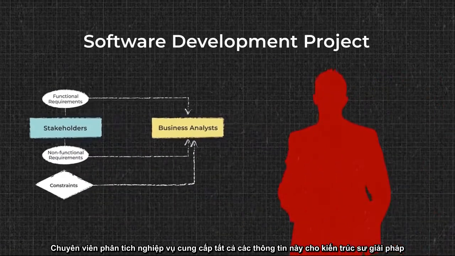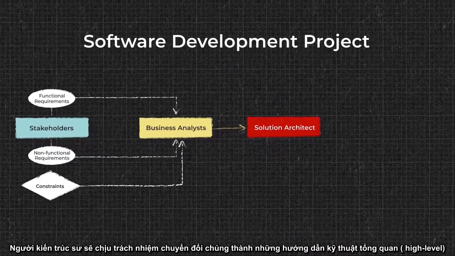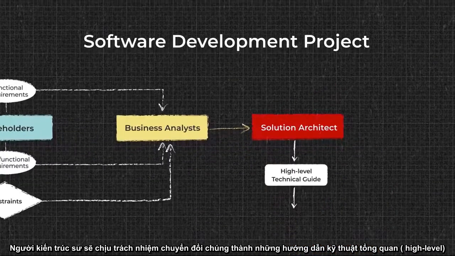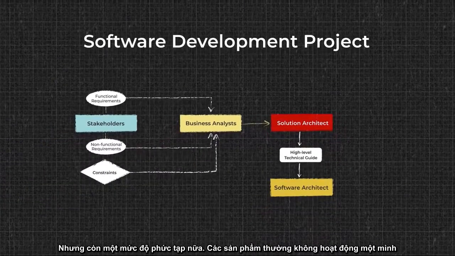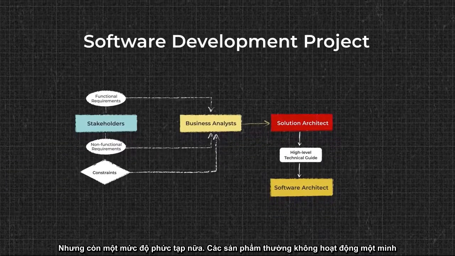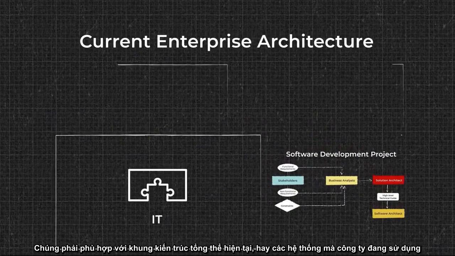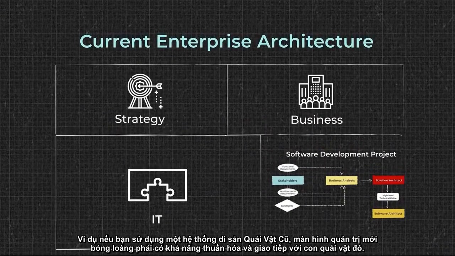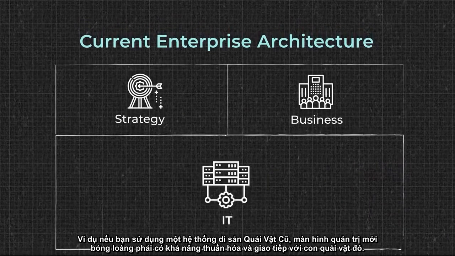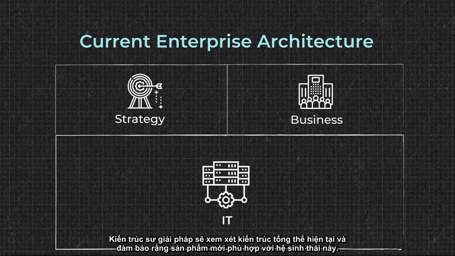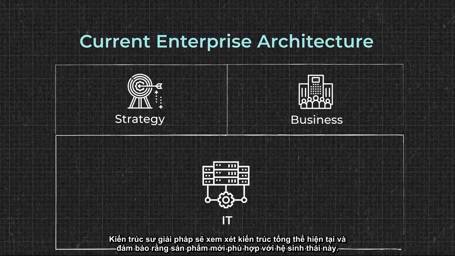A business analyst provides a solution architect with all these inputs. The architect is responsible for converting them into a high-level technical guide. But there's an additional level of complexity. Usually, a product never exists alone. It must fit into the current enterprise architecture, other systems a company has been using before. For instance, if you use an old legacy monster, your shiny new admin panel must be able to tame it and communicate with it. So a solution architect considers existing enterprise architecture to make sure that a new product fits well in the existing ecosystem.